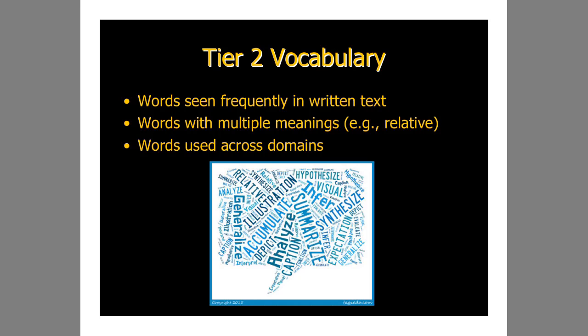And Tier 2 vocabulary words are used across domains. These are words that students are likely to encounter in different content areas. For example, words like analyze and summarize, infer, hypothesize, as well as text feature type words like caption and visual, illustration. Those are words that students are going to see over and over again. And these words are certainly worth teaching because they are high utility words. Students are going to encounter them again and again, and they are certainly worth knowing.